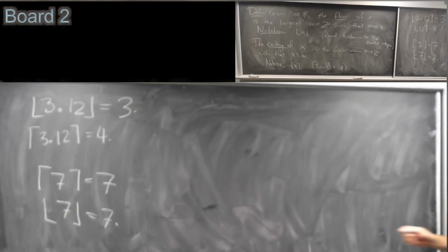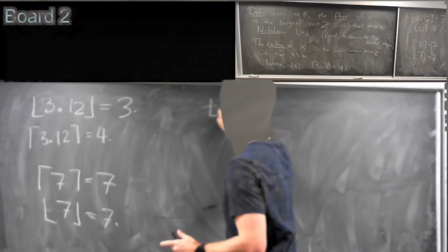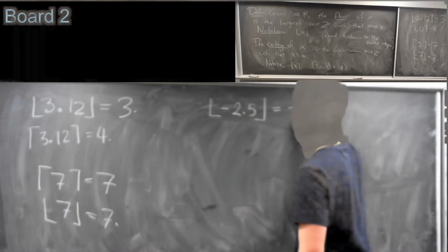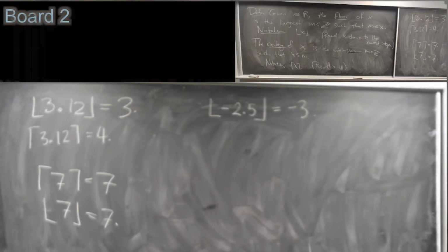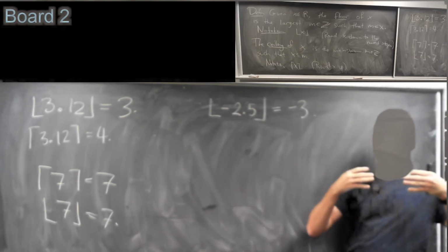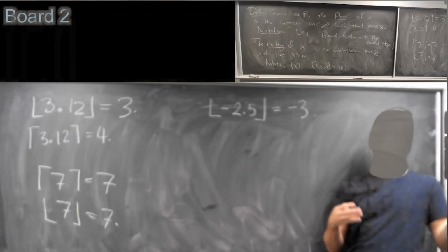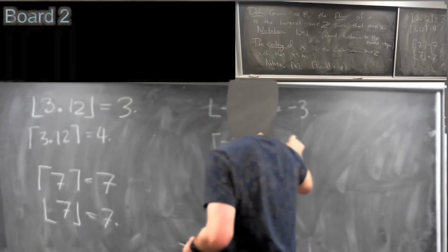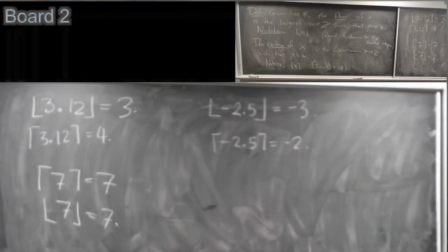A slightly sneaky example is, what if I take the floor of -2.5? If you're not really thinking and you're doing things quickly, you could miss that, because it kind of feels like it might be -2, since you might think, oh, I'm going to round down 2.5 to 2. But it's not -2. It's -3. And similarly, the ceiling is -2, because that's the smallest integer which is bigger than -2.5.